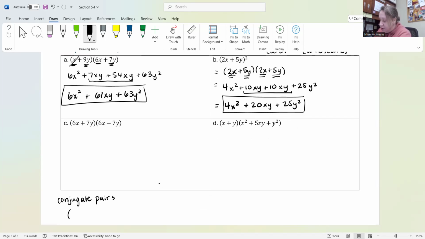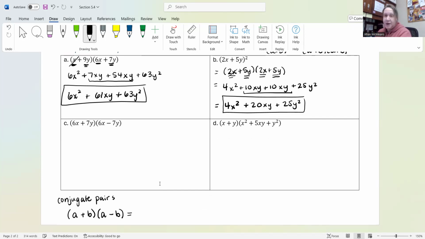So when you have conjugate pairs, you have a binomial, so any old binomial. So let's say we have a plus b. Then its conjugate pair is going to be the same terms, but a different sign in the middle. So the first term is going to be exactly the same, and then for the second term, we're just going to have the opposite of it.